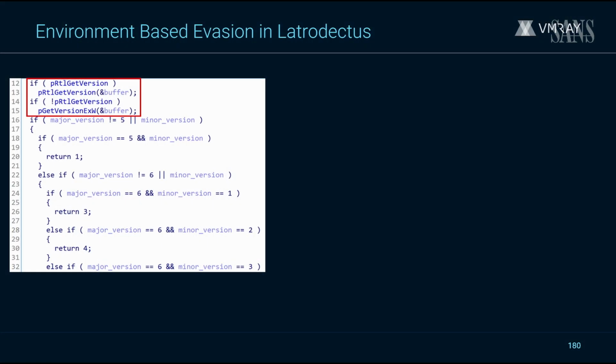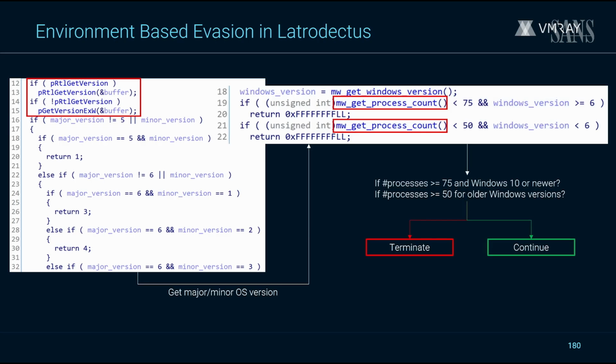Similar check. Here, instead of focusing on the memory, this is about the running processes on a system. That's a check we have seen in Latrodectus. They are basically going to query the version of the operating system, and then they query, read and count up the number of running processes on that system. If, for example, the system runs 75 processes, then it's going to continue if it's a Windows 10 or 11 system. And if it's an older system, it only needs 50 processes to run.